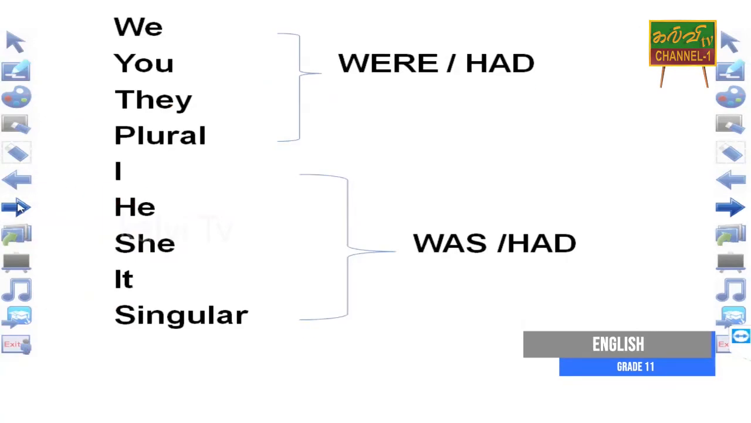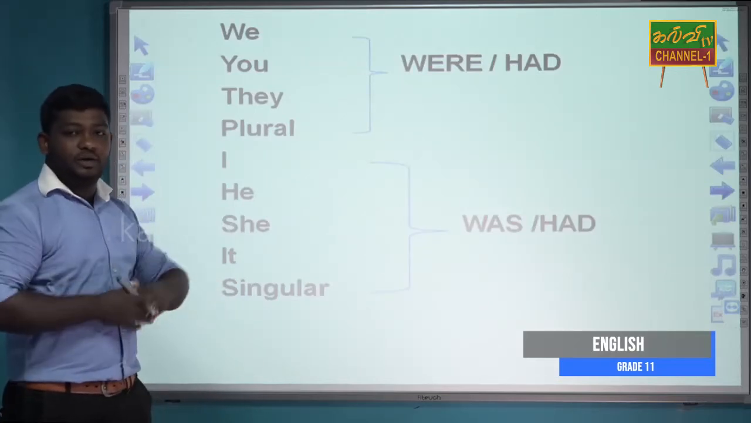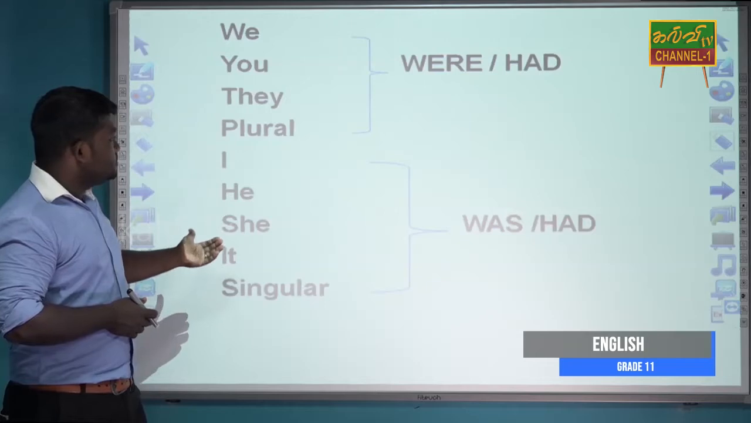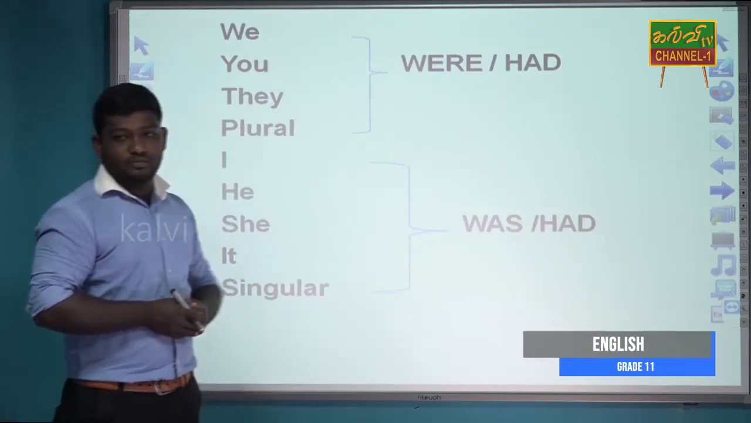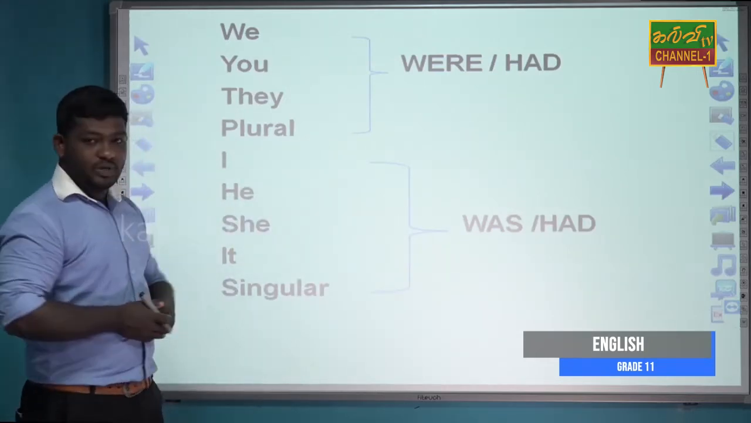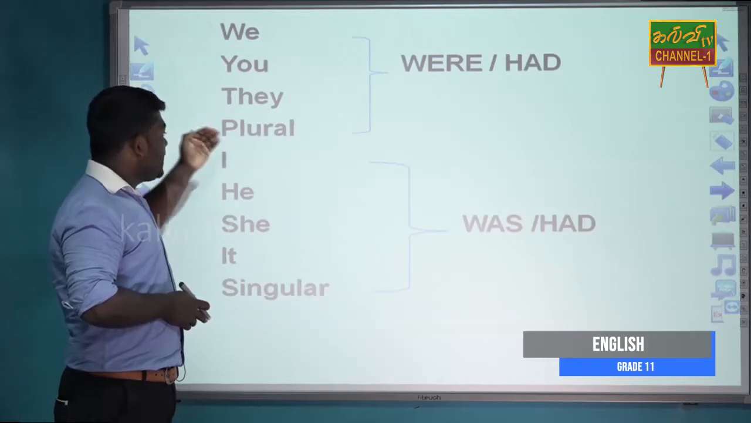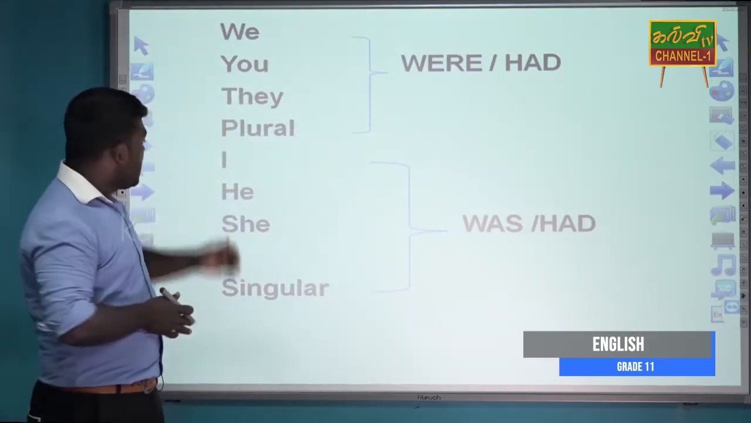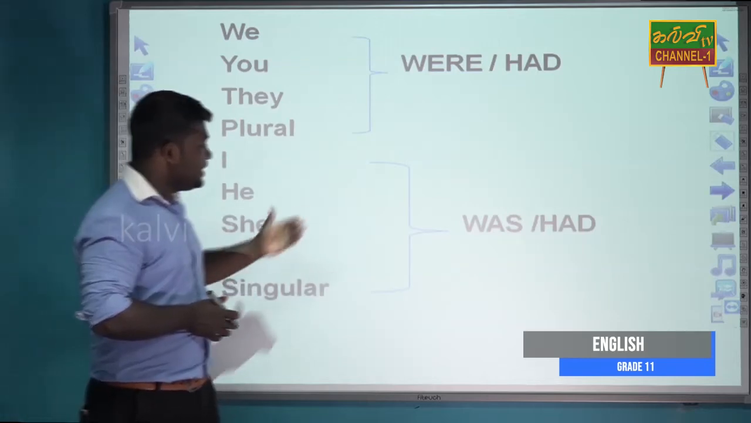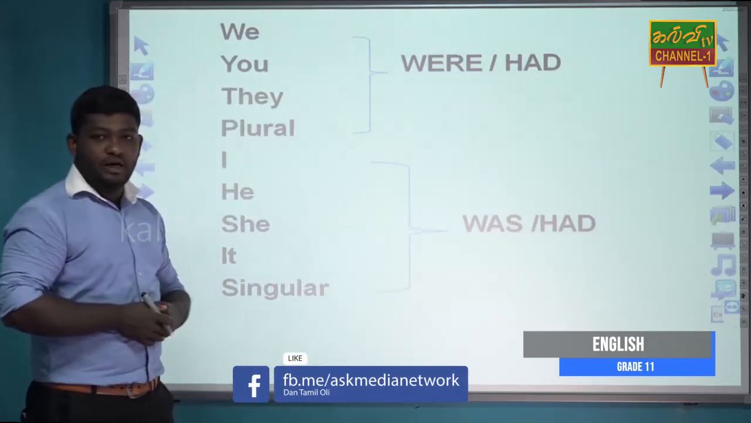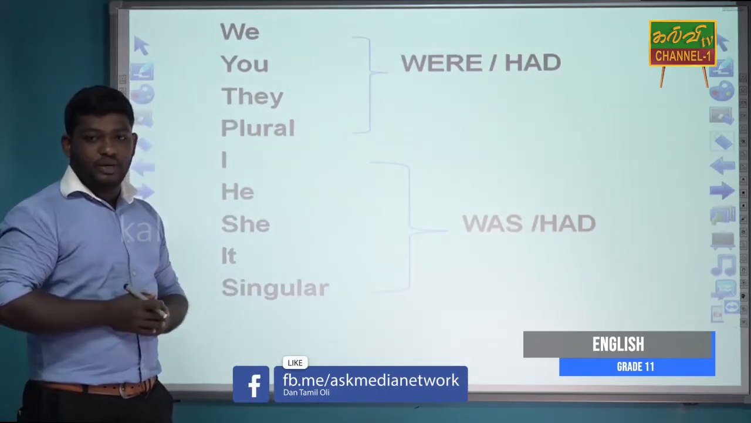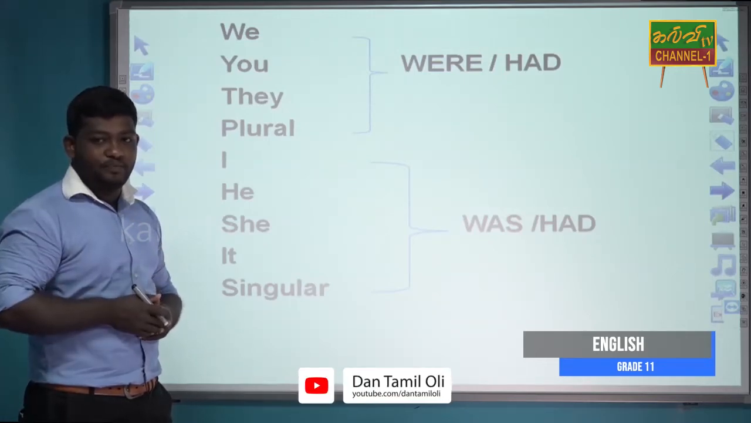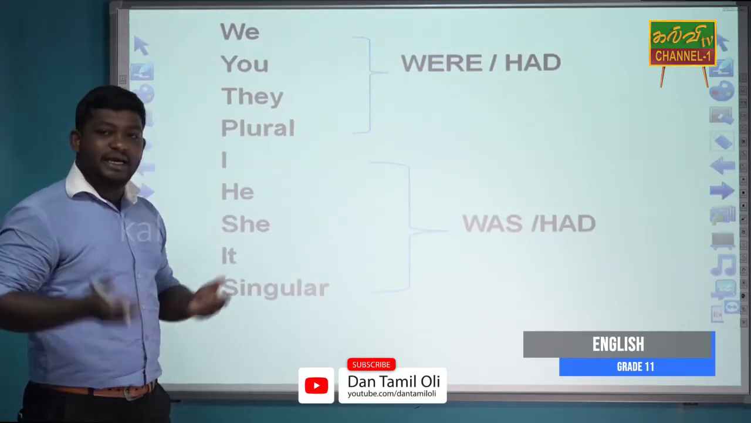When we make a sentence in simple past or in any other tenses, we have to use the pronouns or nouns with the suitable helping verbs. If you look at we, you, they and plural, it can be used with were and had. I, he, she, it, singular, it can be used with was and had. அதாவது ஒவ்வொரு பிரதி பெயர் சொற்களையும் நவுன் பெயர் சொற்களையும் நாங்கள் அதுக்குரிய துணைவினை சொற்களோட பாவிக்கலாம். ஸோ அது எங்களுக்கு டென்ஸுக்கு ஏற்ற மாதிரி வித்தியாசப்படும்.